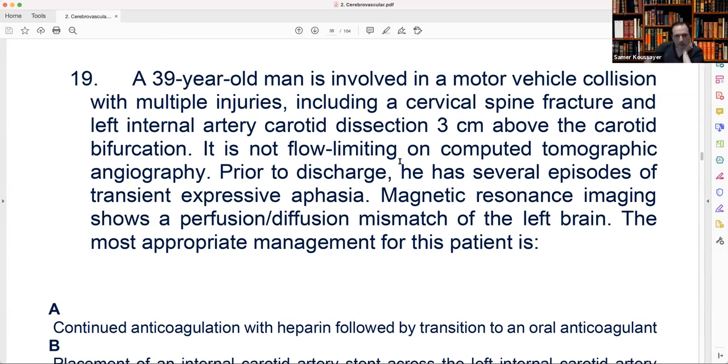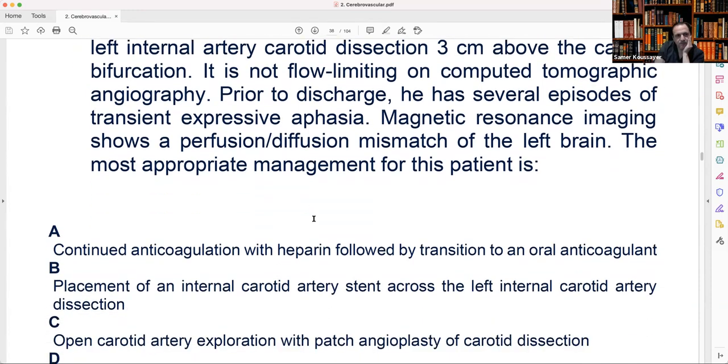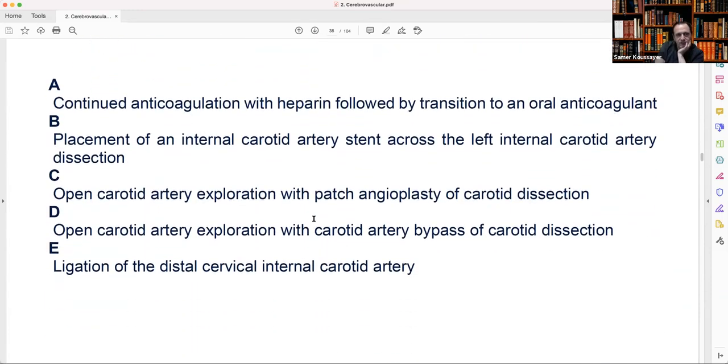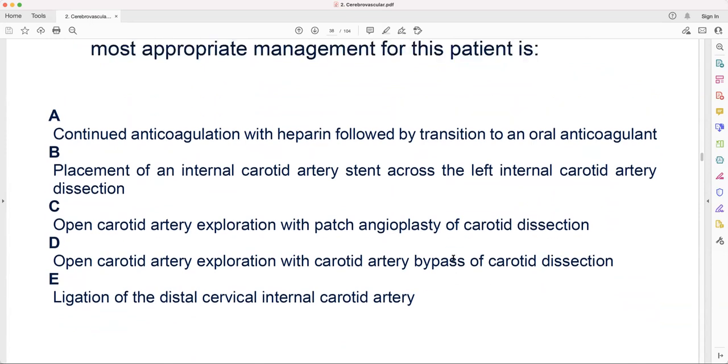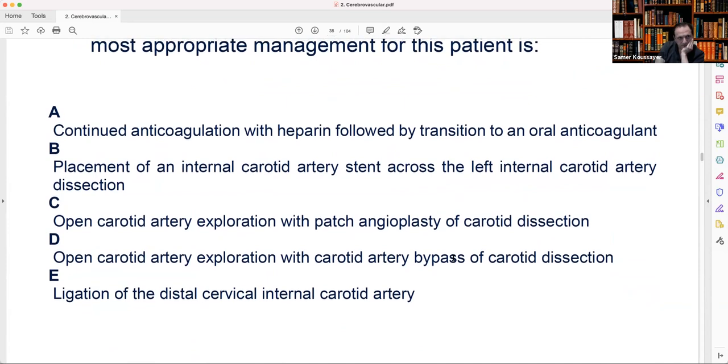Okay, all right. So let's see the question. This patient has a dissection and he's symptomatic. Let's go one by one. Continued anticoagulation with heparin followed by transition to an oral anticoagulant. Okay, it could be.